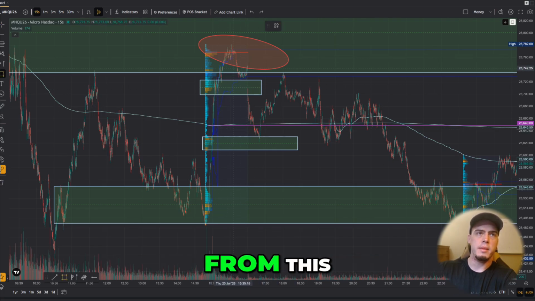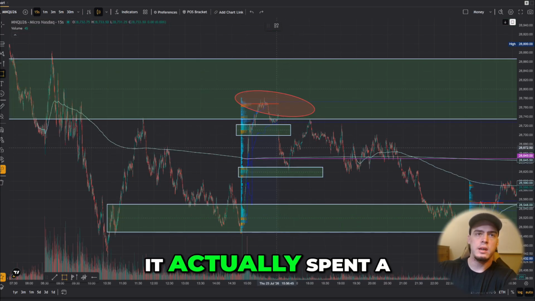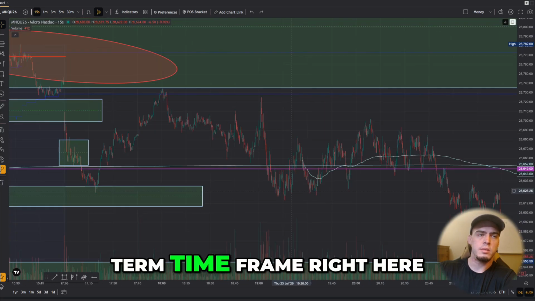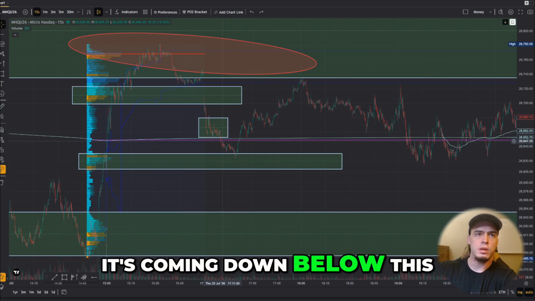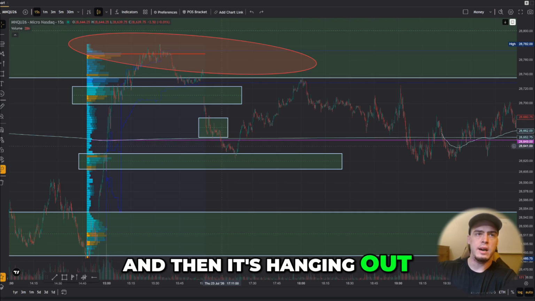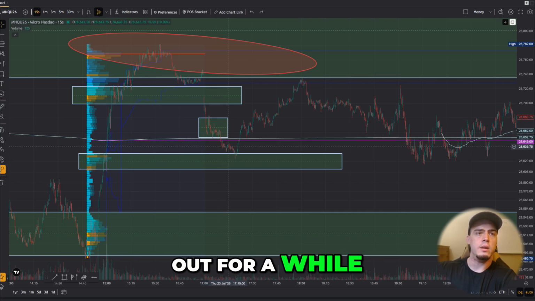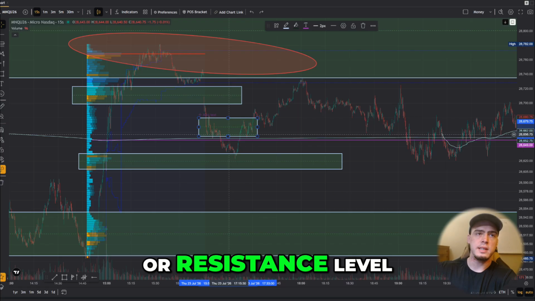It's like adding up different time frames. The market's pulling back from this, it's pulling back from here, okay. This broke below this, so it's potentially accepting down here. It actually spent a pretty good amount of time here. Relative to the shortest term time frame right here, price comes here, it's coming down below this, and then it's hanging out. So once you have a move below this and the market's hanging out for a while, selling in this range for a target of here was viable and it worked.